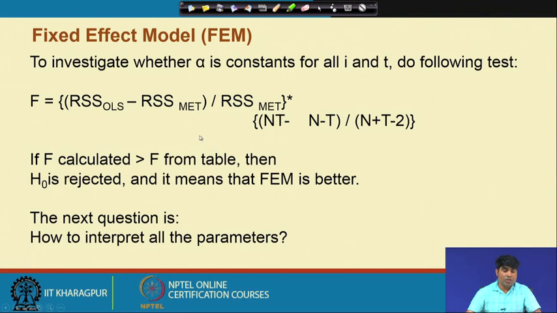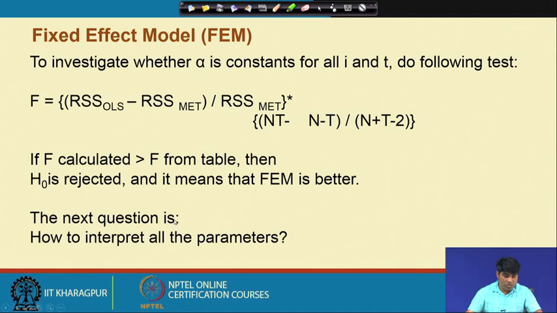Now, to summarize the fixed effect model, alpha is constant for all i and t, so we need to test the following. That is actually obtained through the F statistic. The F statistic is derived through the residual sum of squares, using the unrestricted and the restricted mechanisms. Then you will find whether F is statistically significant or not. If F is statistically significant, then by default the particular model will be very effective for the particular requirement.